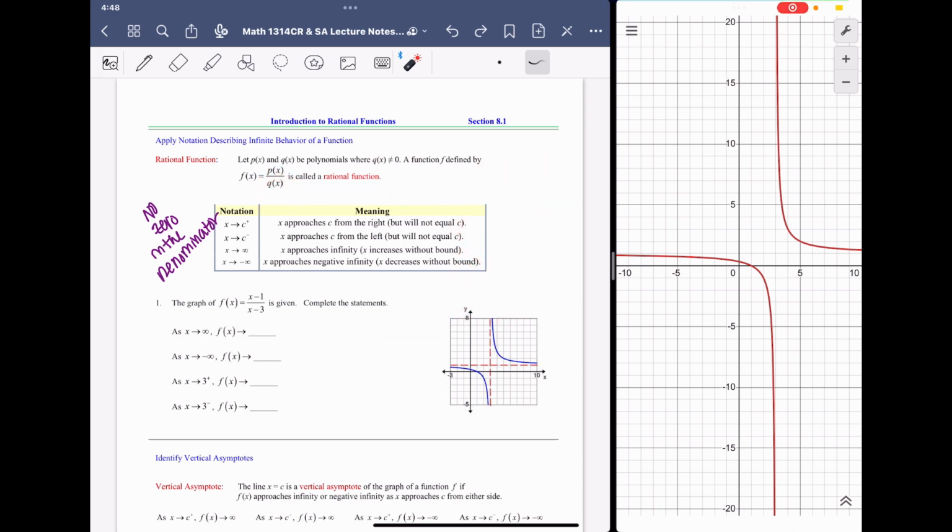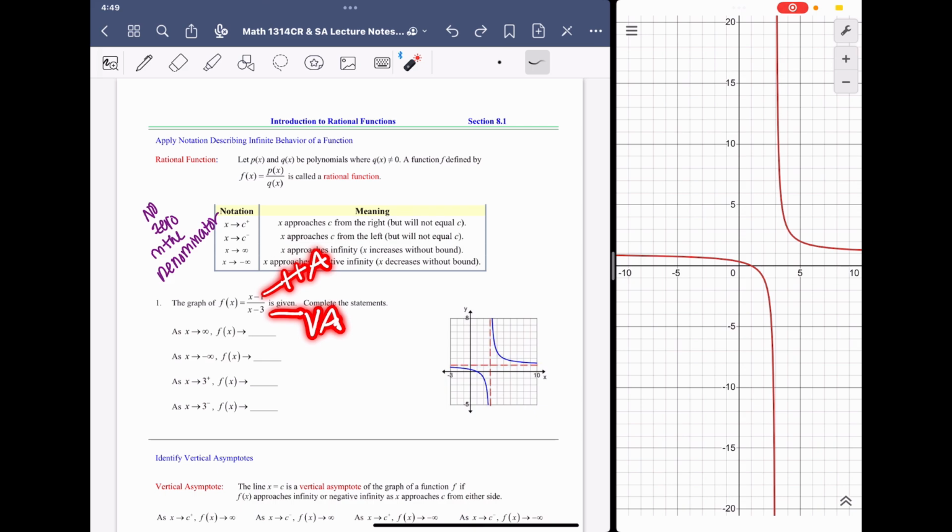Number 1 says graph f of x equals x minus 1 over x minus 3 is given. You're looking at the behavior of the function as it approaches the horizontal and vertical asymptote. This right here is going to be the horizontal asymptote. This right here is going to be your vertical asymptote. Your vertical asymptotes are always in the denominator. Your horizontal asymptotes are based on a ratio. We'll go over that in a little bit.